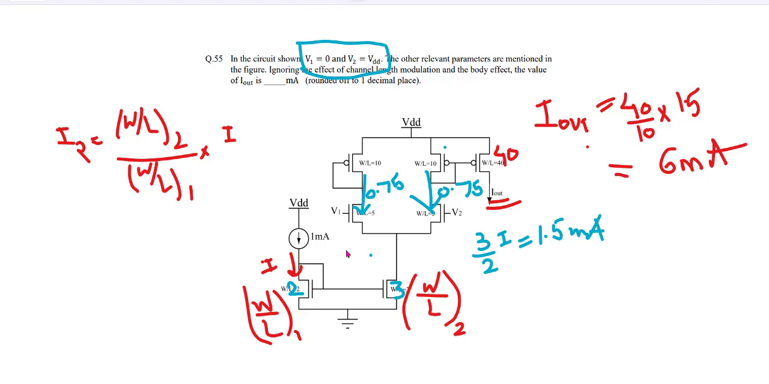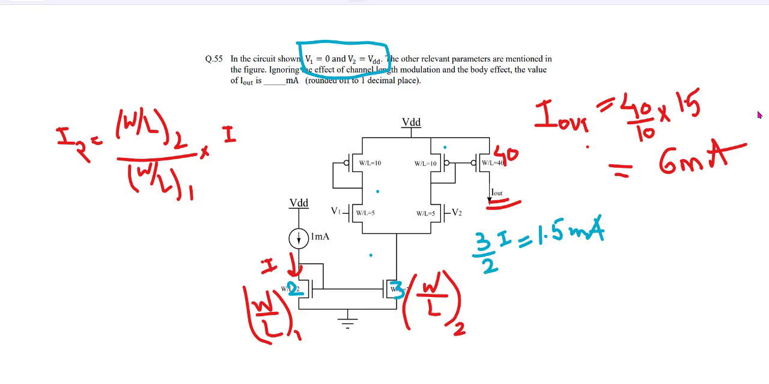But in this case, they have given the biasing in this way: V1 is 0, V2 is VDD, so your answer is 6 milliamperes. This is the catch in this question. So when you do this question, analyze that part.